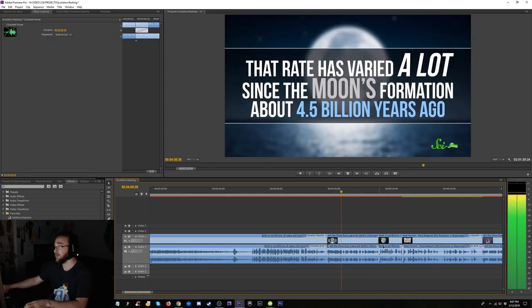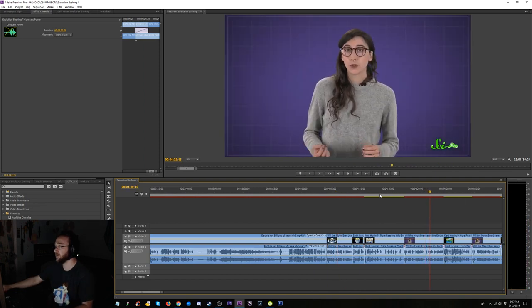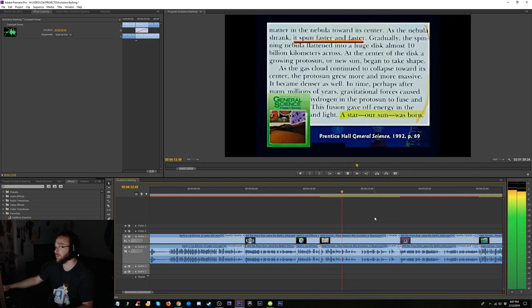That rate has varied a lot since the Moon's formation. A principle. This little tiny dot was spinning. It spun faster and faster. Yes, boys and girls, and one day it exploded.